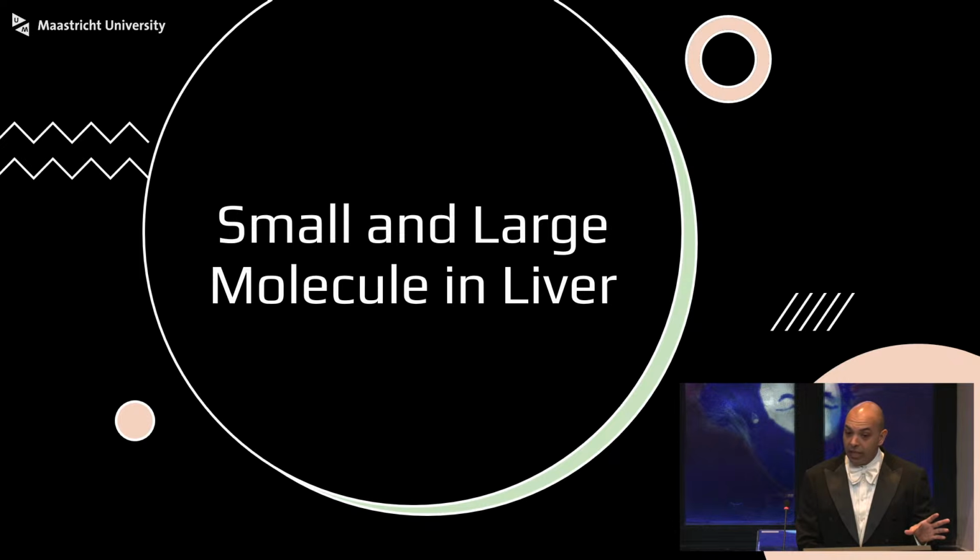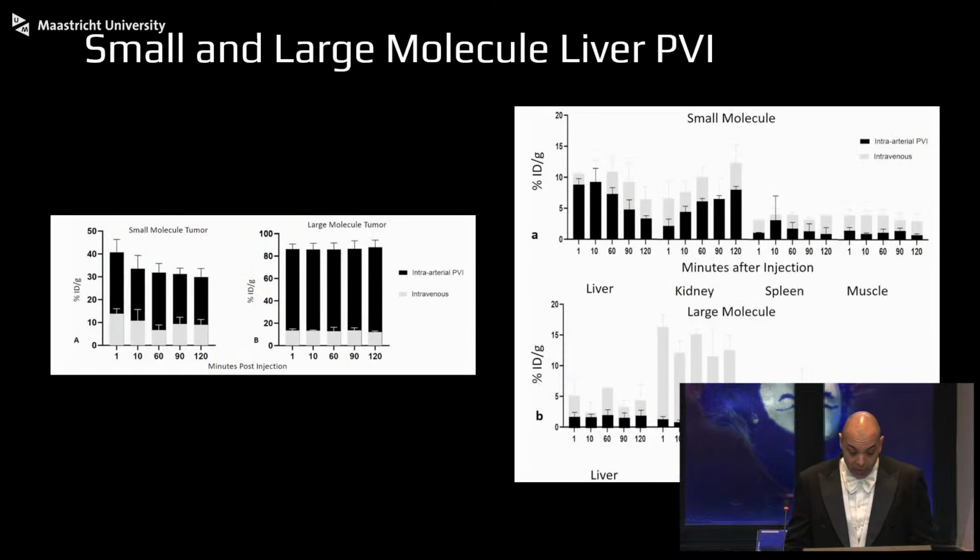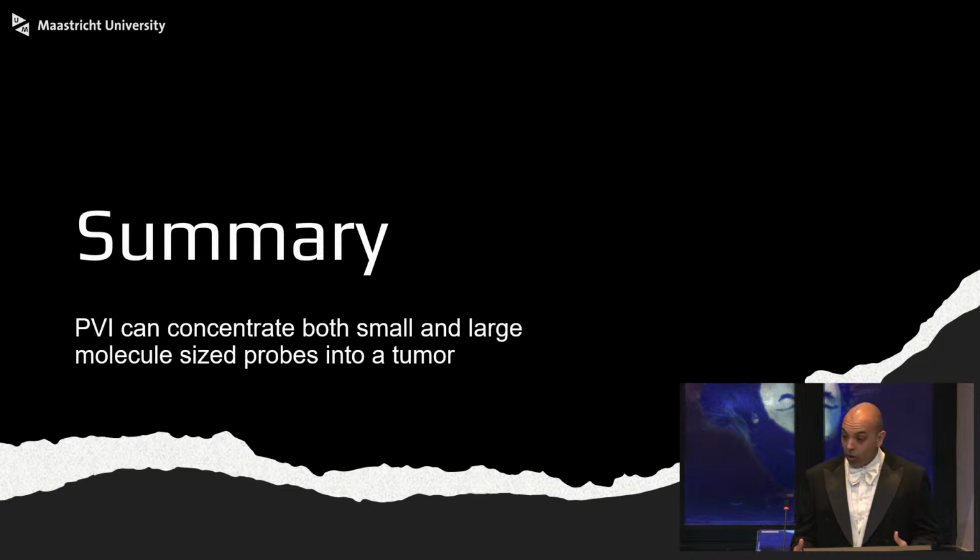The kidney is an end organ, and many of our organs are end organs, but we also have the liver, which is a common site of metastases, so we wanted to see if it worked there as well. With our large molecule, again, we saw over 80% was able to go into the tumor and remain in the tumor, compared to about 20% when we gave it systemically. And we saw that for both small and large molecule-sized drugs in the liver. So overall, our experimental pseudovascular isolation was able to concentrate both a small molecule-sized drug and a large molecule-sized drug within a tumor.